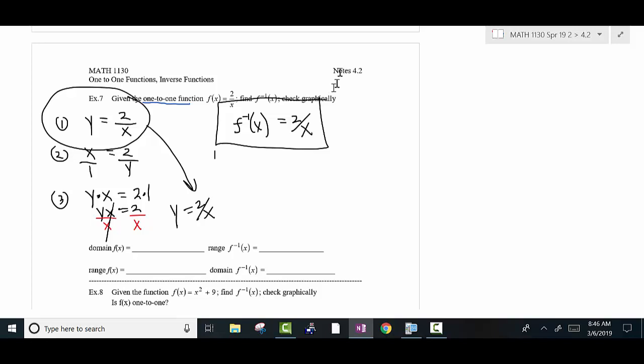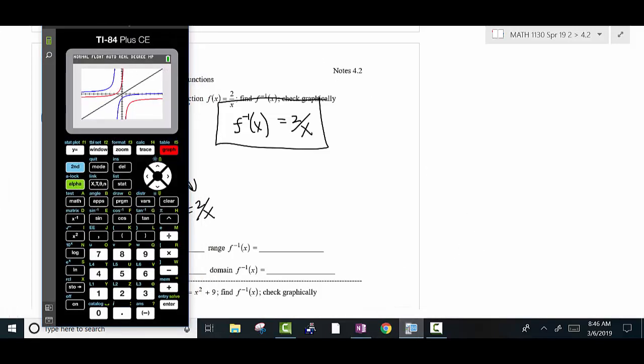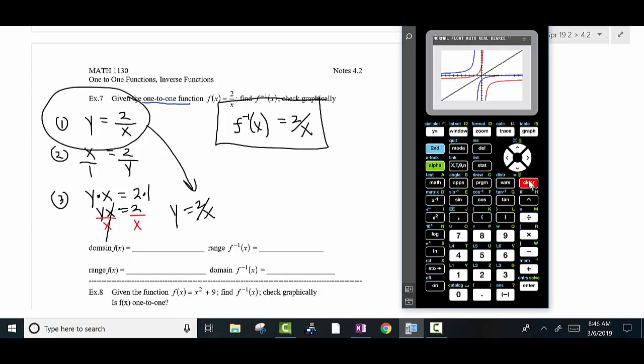Okay, now let's put this in the calculator. I just want to show you something on the calculator on this. And actually what I want you to do is just do this. We're only going to put one thing in.